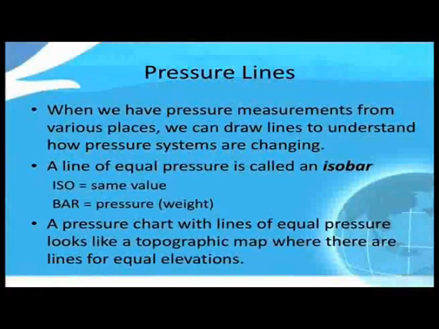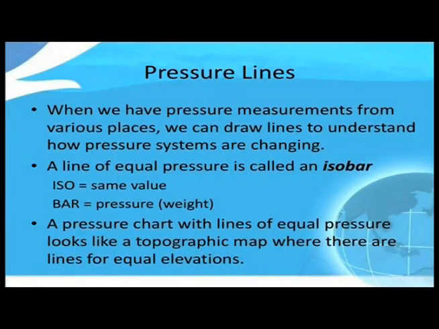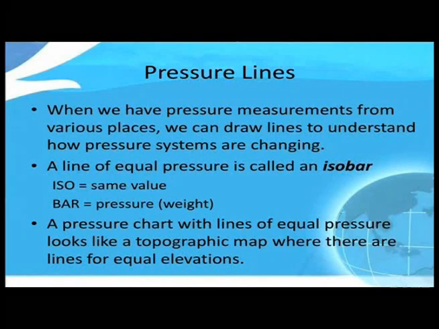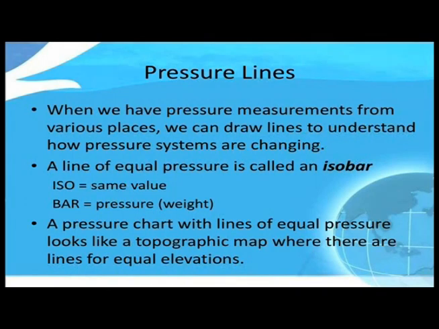Now, pressure lines. When we have various pressure measurements across an area, we can draw lines to understand how the pressure systems are changing. Because remember, one of the aspects I talked about is pressure varies across space, and another aspect I talked about was that pressure varies with time. So how pressure changes is very important to figuring out weather. A line of equal pressure, where pressure is exactly the same at various locations, you can draw a line along those points, and that would be an isobar.